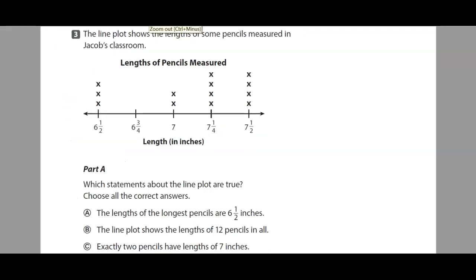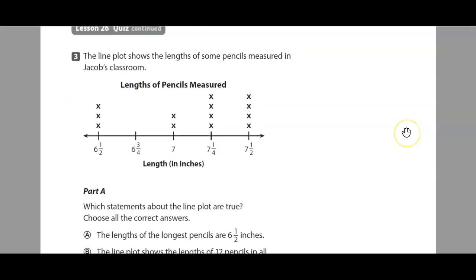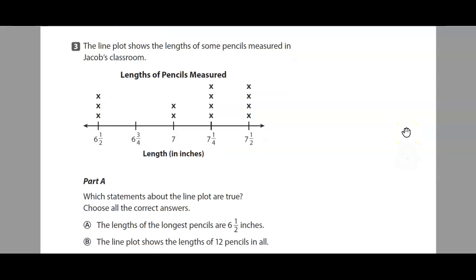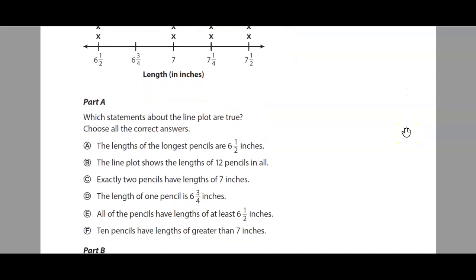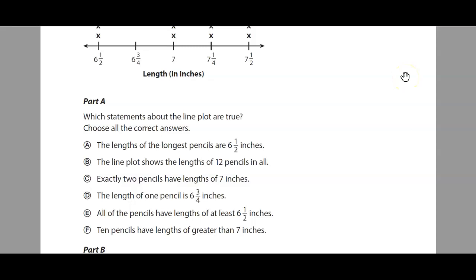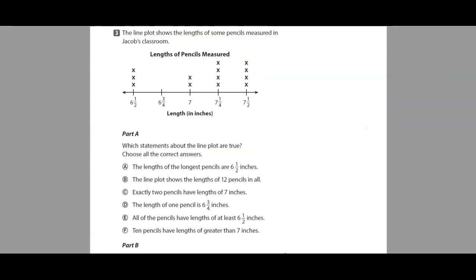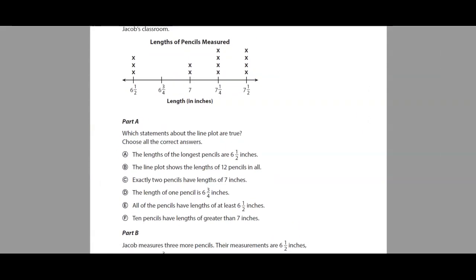Then you're looking at this. The line plot shows the lengths of some pencils measured in Jacob's classroom. Which statements about the line plot are true? Choose all that are correct. Let's see. The length of the longest pencil is 6 1/2. Is that true? No. So it's not A.